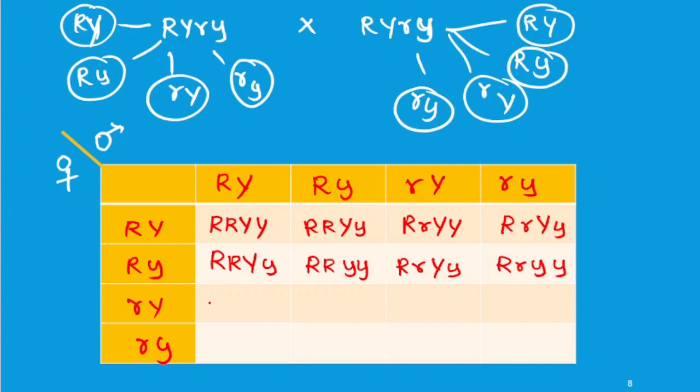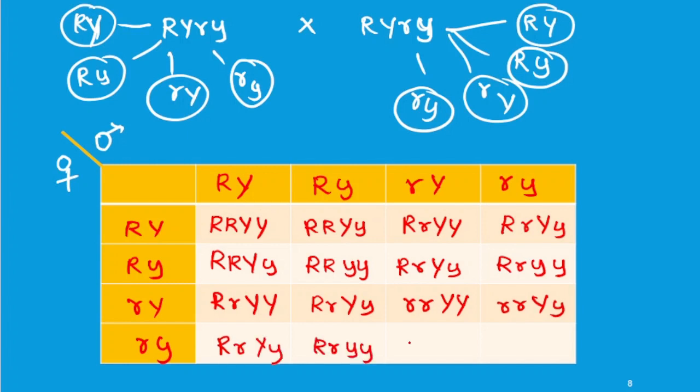Then here you will be getting capital R, small r, capital Y, capital Y, capital R, small r, capital Y, small y, small r, capital Y, capital Y, small r, capital Y, small y. Then capital R, small r, capital Y, small y, then capital R, small y, small y, then capital R, then small r, capital Y, small y, then small r, small y, small y.